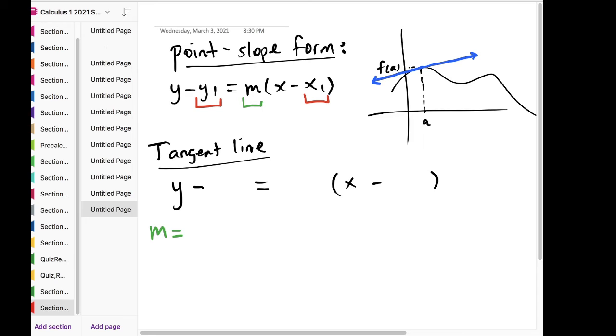What is the slope of this line? Yeah, the derivative where? Derivative at what point? Specifically, where is the derivative? Is it the derivative here at this point? At a, yes. So what is m? It's the derivative at a. Okay. What's x1, y1?